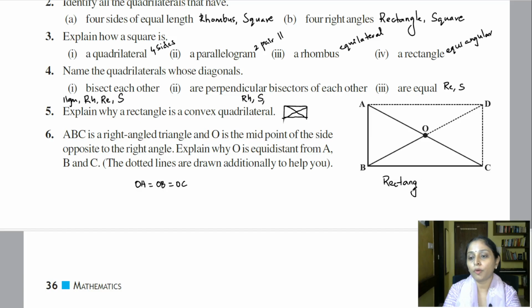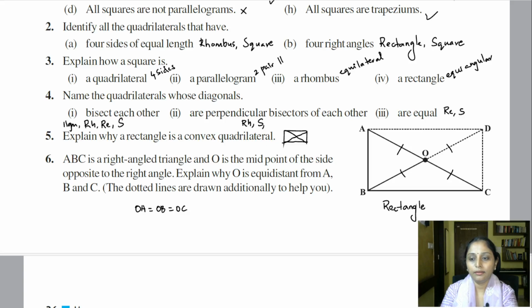And what do we know about the properties of a rectangle? The diagonals are equal in length and they bisect each other, right? Now, they bisect each other, therefore can I say that AO is equal to OC? Right? And because they're equal in length, in fact all four are equal, that is OA, OB, OC, OD are all of equal measure. Therefore we can say that O is equidistant from A, B and C. Okay, so that is about exercise 3.4.